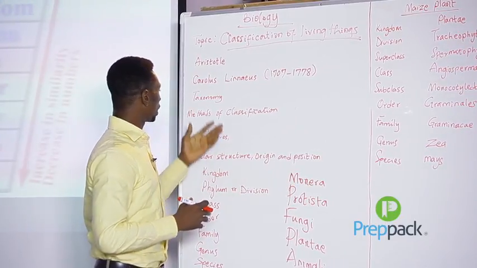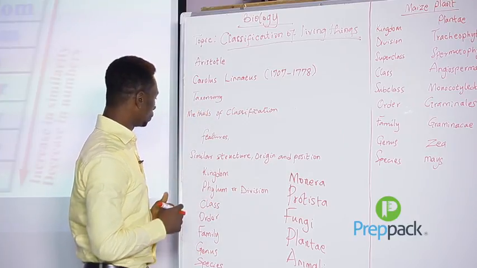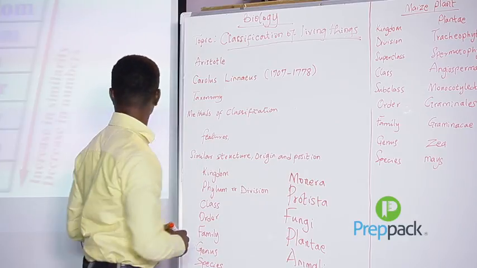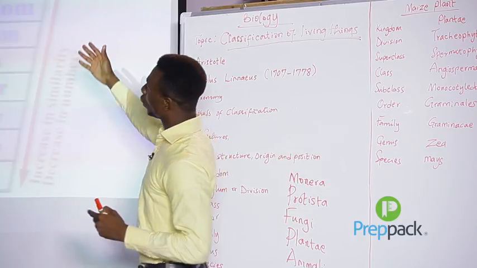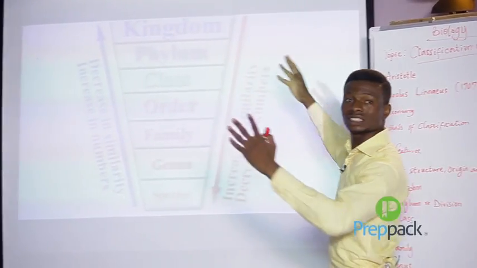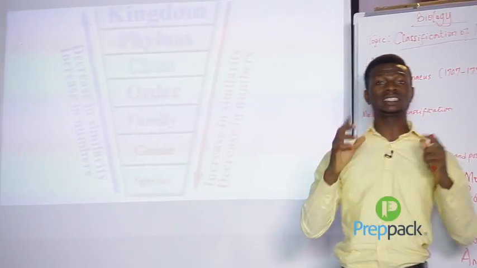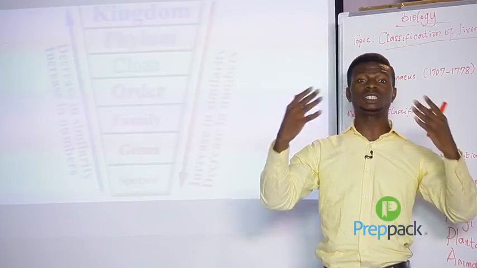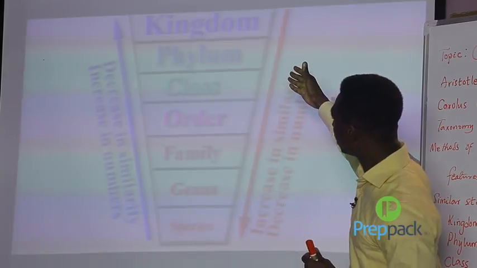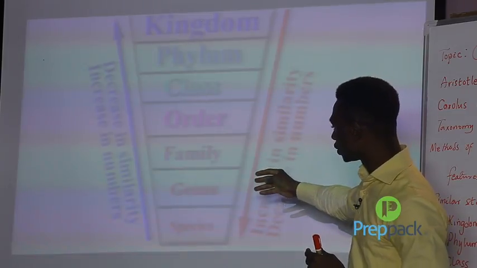Coming back to classification, living things are classified into kingdom, phylum, class, order, family, genus, and species. As you go down from the kingdom, which is the largest collection of organisms, there are about 1.8 million organisms that exist on planet Earth, and there's still more being discovered on a daily basis in the quest of biology. Now, from the kingdom, coming down to the phylum, you have the class, the order, the family, the genus and the species.